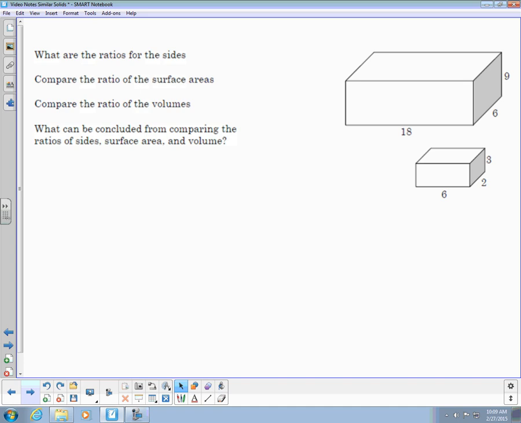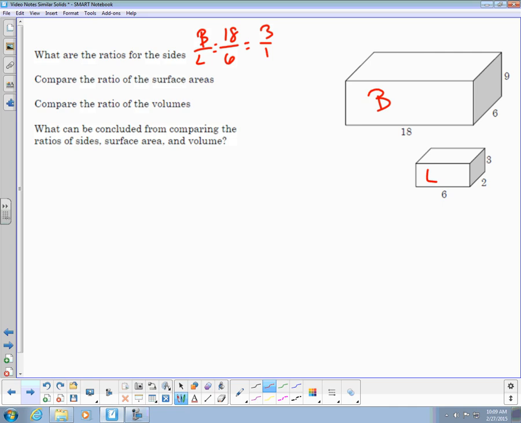So I pre-did some of this work for us, and when we look here, the ratio for the sides should be easy. We can just compare two corresponding sides. We've got big and we've got little, so let's do big over little. It's nice to always have a ratio. And so our big here is, say, 18 over 6, but that reduces to 3 over 1. So that's a ratio for our sides.